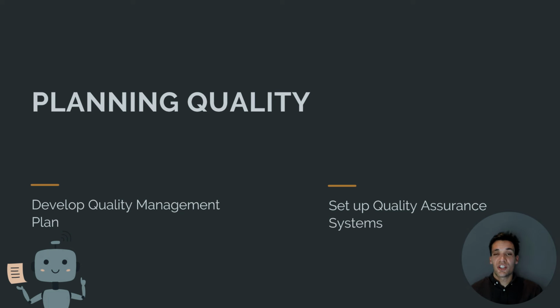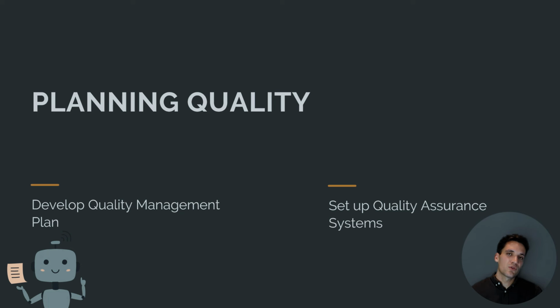Let's now look at how ChatGPT can be used to help us plan quality. Now, we can use ChatGPT to write our project quality management plan in the same way we used it to write our scope management plan or schedule management plan. It's an incredibly good tool at writing and producing documents. And if we're working on a project, we have a specific template or a specific structure, we can give it that structure and tell it what to include in it.